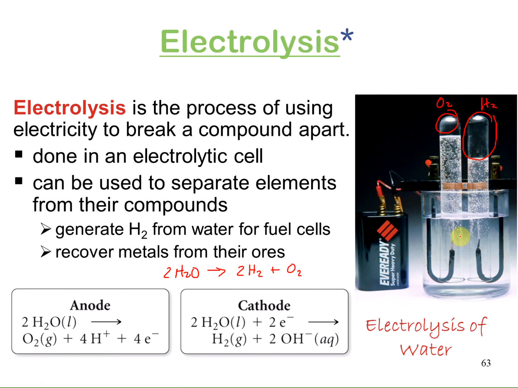So we're doing electrolysis of the water, splitting the water up into hydrogen and oxygen. And we said that the oxygen was being generated at the anode. So here is our anode and here is our cathode. So that's where the hydrogen is being produced.